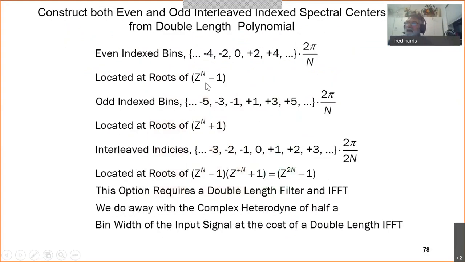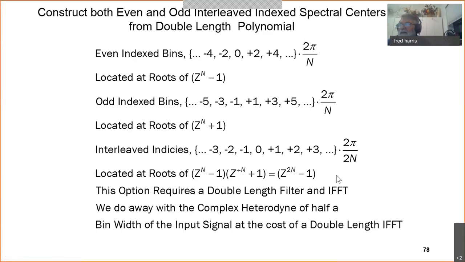Well, here's a neat little trick. The even index data points happen to be coinciding with the roots of z^n minus 1. The odd index data points are the roots of z^n plus 1. Isn't that weird? Note that the roots of unity are equally spaced around the unit circle. This guy's symmetric around DC. He's symmetric around the half sample rate. If I combine these two, interesting, when I combine the two, I get all these roots in the same polynomial, z^2n minus 1.